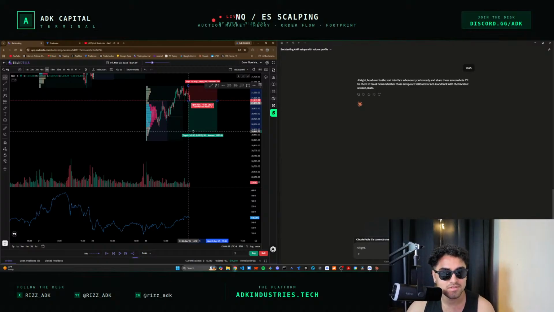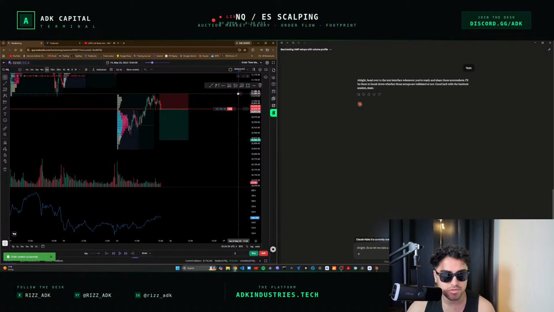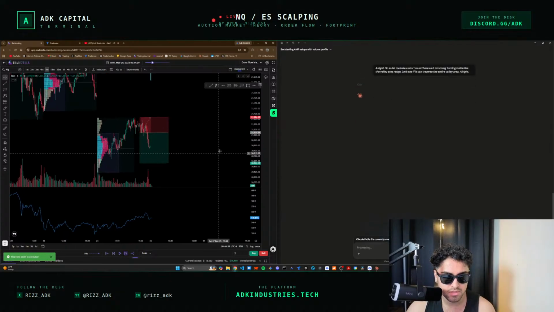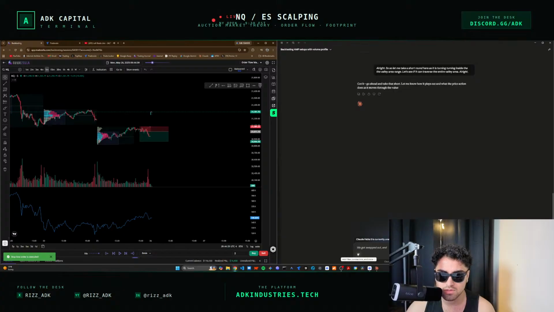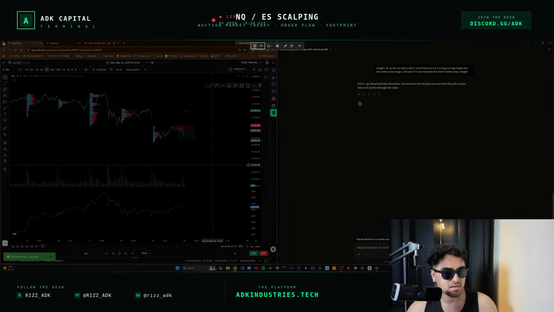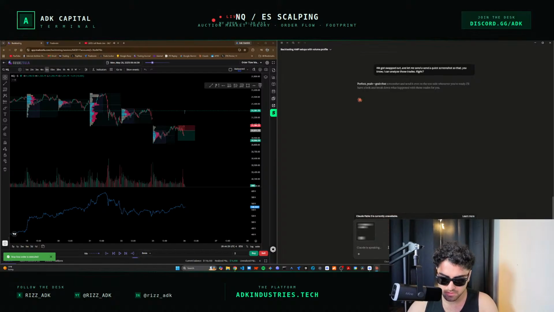Alright. So let me take a short here as it is turning inside the value area range. Let's see if it can traverse the entire value area. All right, we got stopped out, and let me send a quick screenshot so that I can analyze those trades, right? Perfect. Yeah, grab that screenshot and send it over on the text side whenever you're ready. I'll have a look and break down what happened with those trades for you.